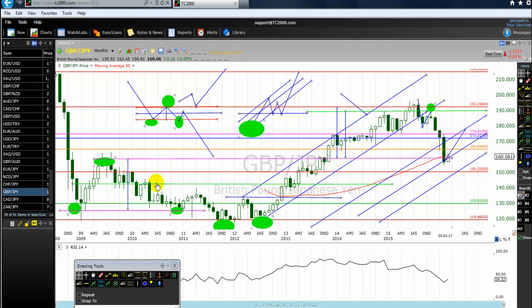The double bottom chart pattern on the monthly chart is a high probability trading setup for who? For swing traders and also for position traders. All right? It makes sense? It is also powerful. Okay?